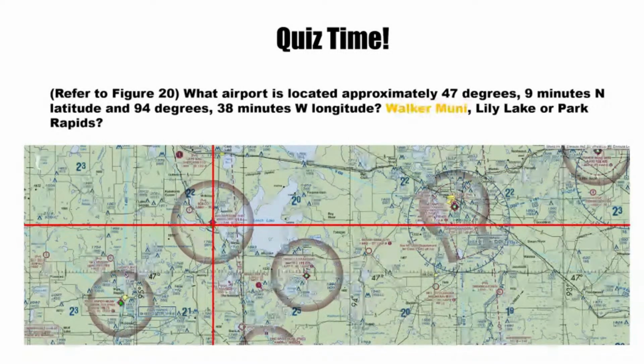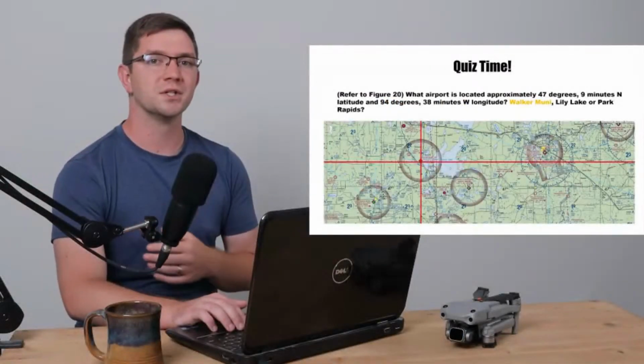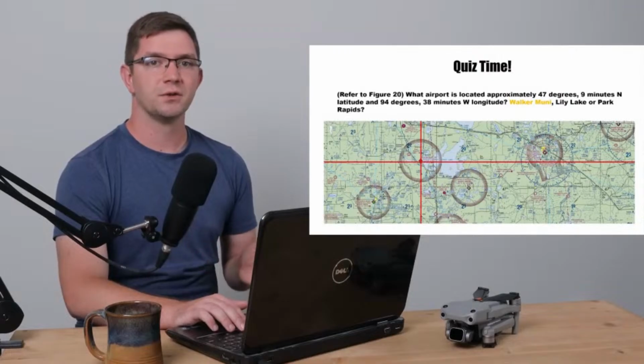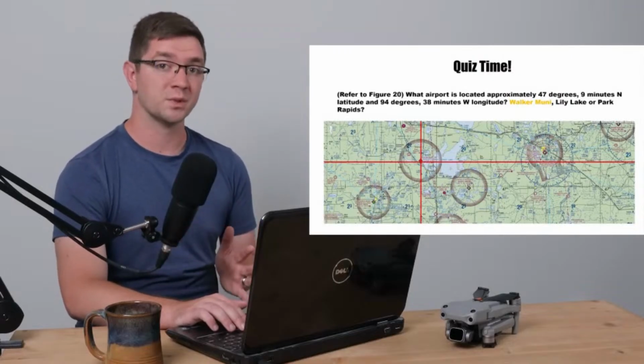Starting where the 47 degrees latitude intersects 94 degrees longitude, we count the tick marks. Every 10 tick marks, you'll see they make a tick mark that is much larger to help you count faster. But if you had a larger image of this sectional chart, the Walker Mooney Airport is the answer. It's 47 degrees, 9 minutes north, and 94 degrees, 38 minutes west, approximately.